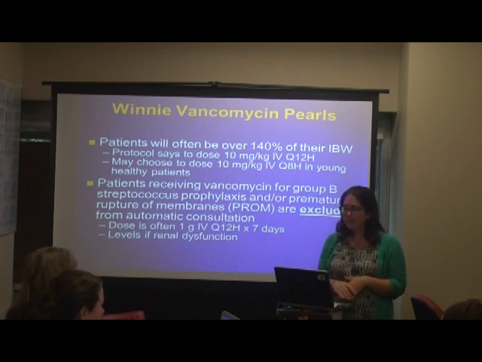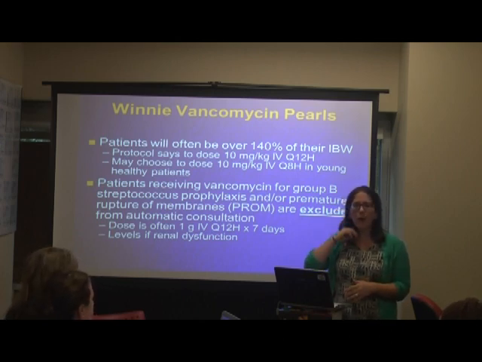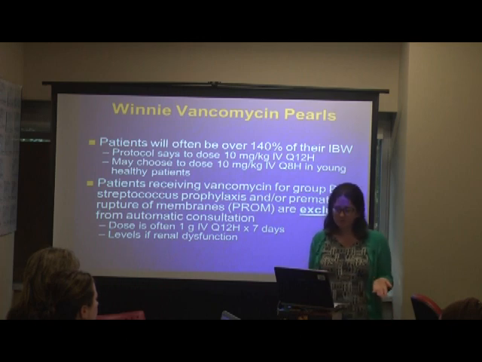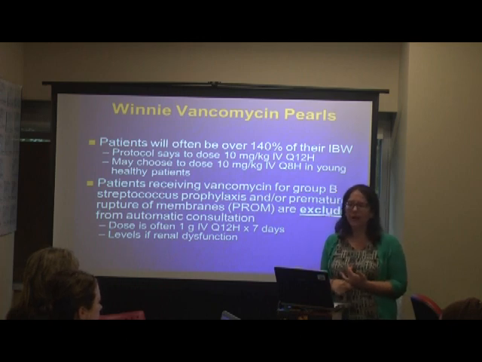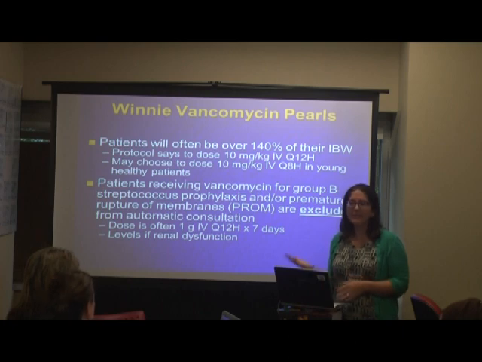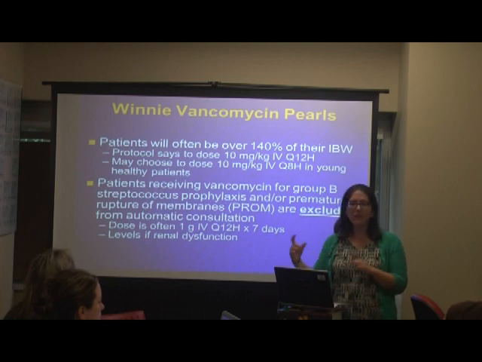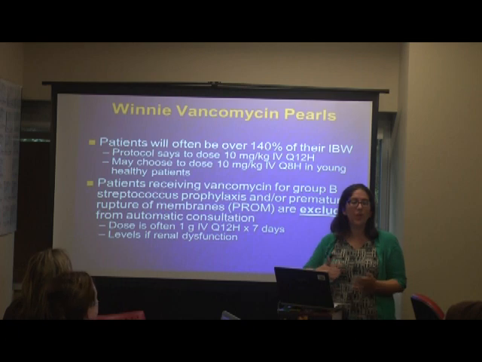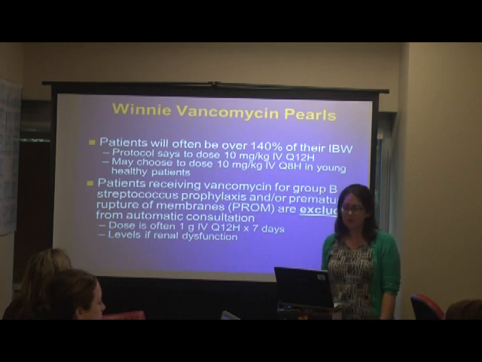But sometimes they do require levels, for example, if they have a very low body weight or if they have renal dysfunction. It would be ideal to get levels in these patients just to make sure that their levels aren't too high. We're not trying to achieve any target, so there's no 10 to 15, there's no target trough. We want to make sure that we're not going super therapeutic in these patients.